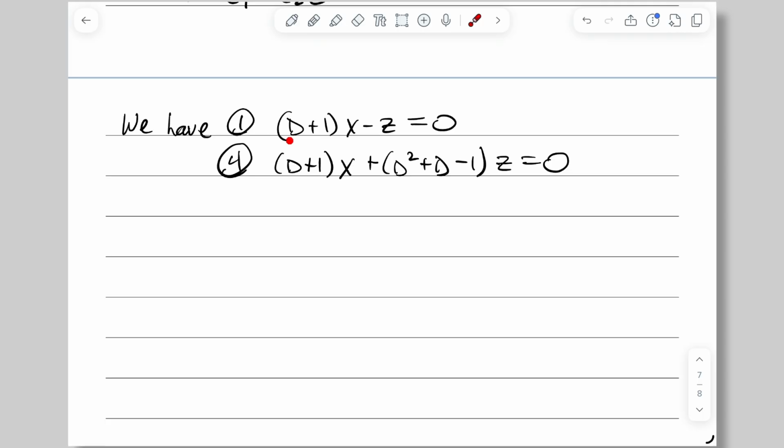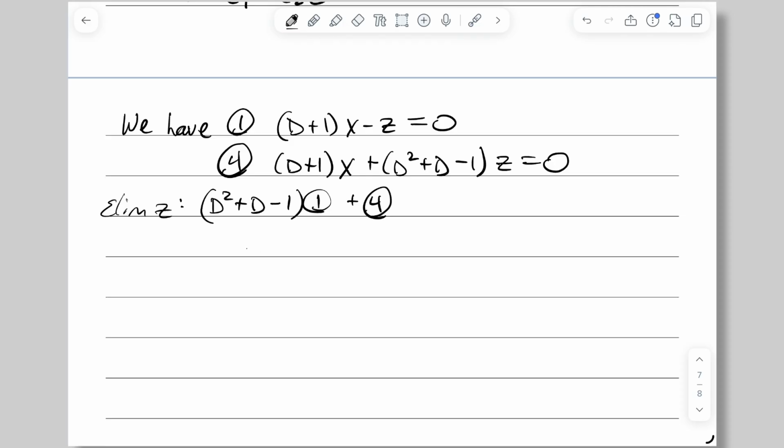So we have equation 1, which is (D plus 1) acting on x minus z equals 0, and equation 4, which is (D plus 1) acting on x plus (D squared plus D minus 1) acting on z. I think we're going to be able to eliminate z's by applying (D squared plus D minus 1) to equation 1 and adding to that equation 4.